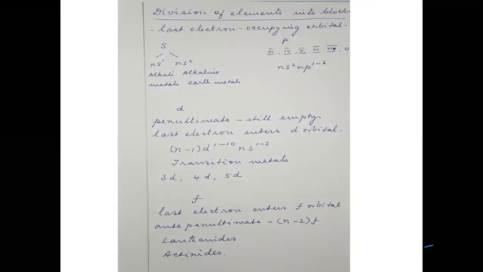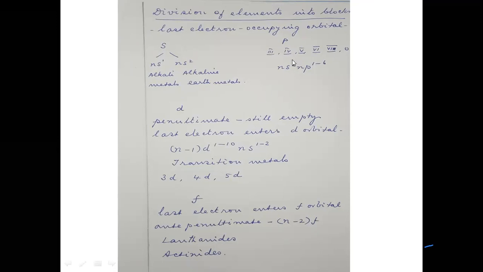So now we are going to divide the elements into blocks. The position of the last electron, or the orbital which is occupied by the last electron of the element, decides the block in which that element is present. If you take the s block, the last electron is getting filled in the s orbital. If it is ns1, it is alkali metals. If it is ns2, they are alkaline earth metals. Therefore, these two, the alkali metals and alkaline earth metals, form the s block.